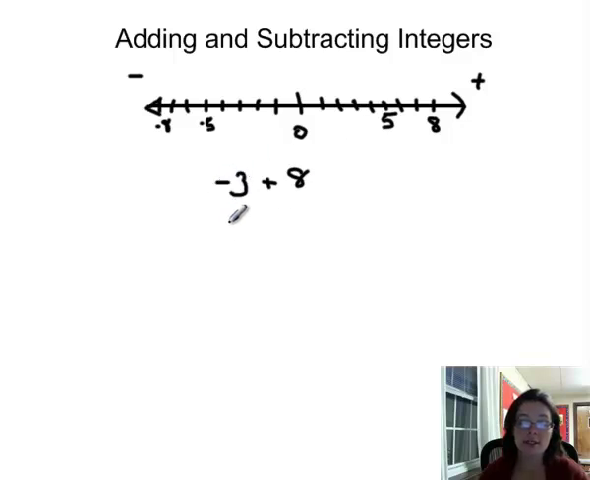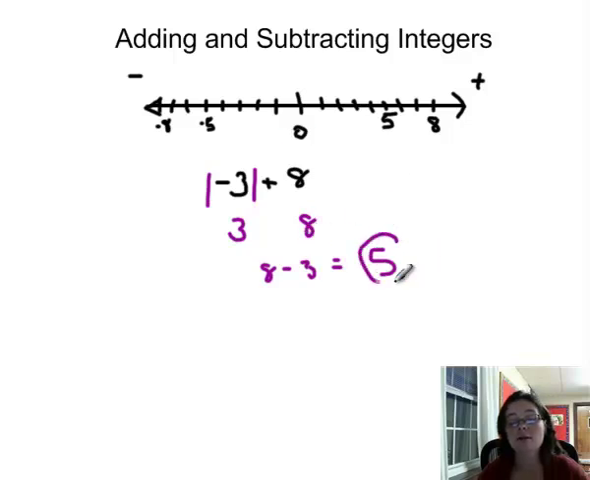So if I have -3 and +8, if I take the absolute value of both of those numbers, I end up with 3 and 8. Now I take the difference of those two numbers, so 8 minus 3 is 5. And then I look to see which number is bigger, the positive number or the negative number. In this case, the positive number is bigger, so that tells me that my answer is going to be 5.